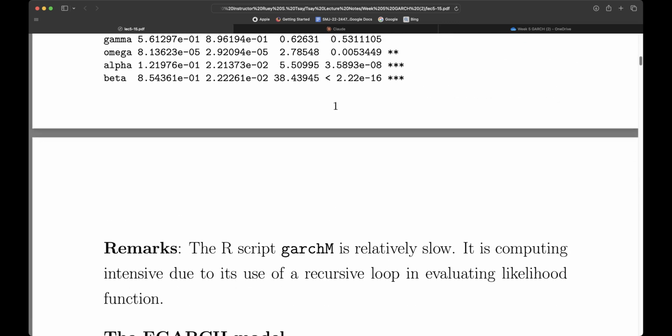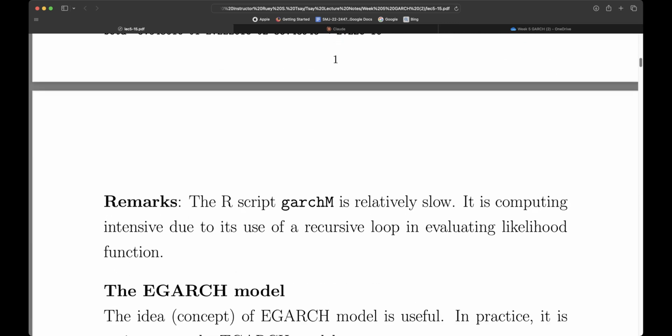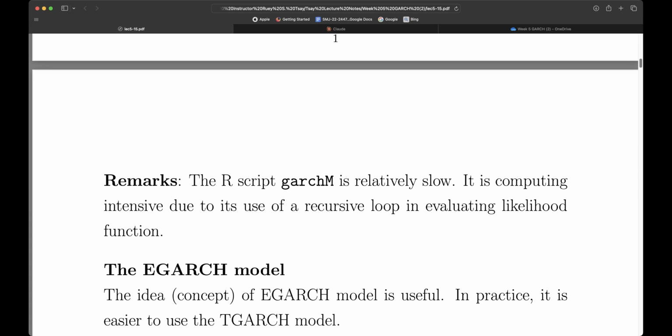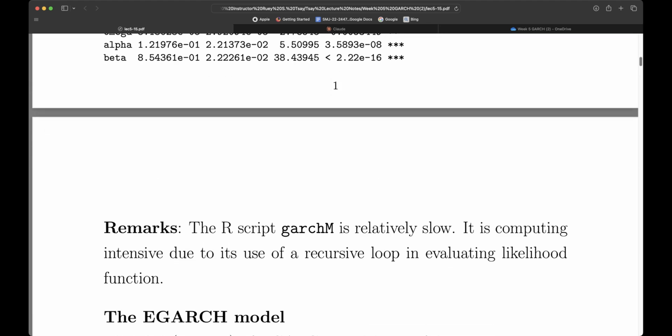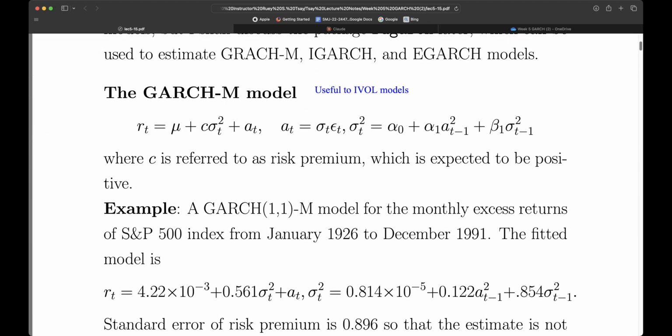Okay, so this is the sample code. The R script for GARCH-M is relatively slow. It is computationally intensive due to the use of a recursive routine in evaluating the likelihood function. It means this is a bit hard, because depending on the modeling, we define a_t, but the process of a_t determines sigma_t. So we have iteration. We need the model of this one, then it depends on this one. So it is a chicken and egg problem. We should start from somewhere, and then we have to iterate.